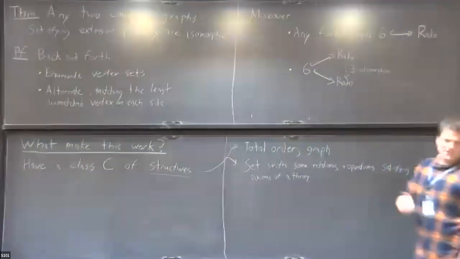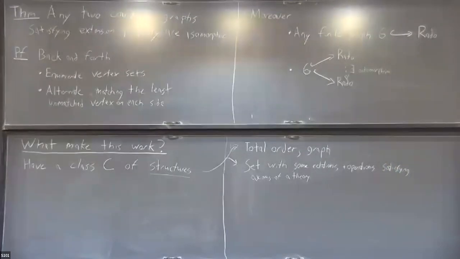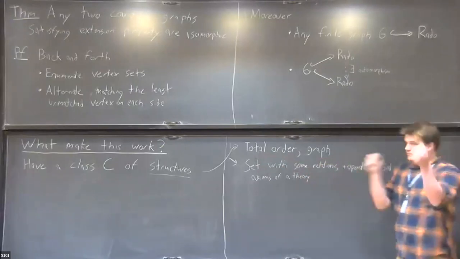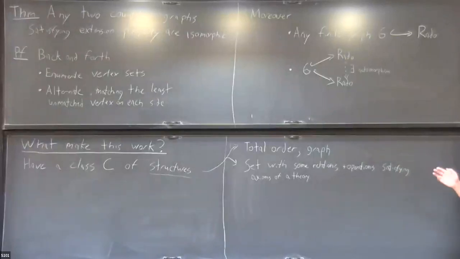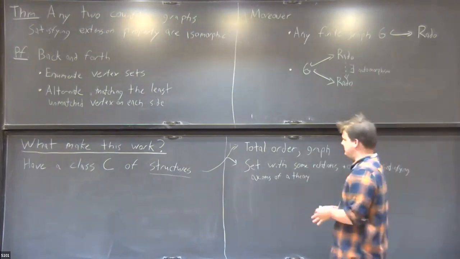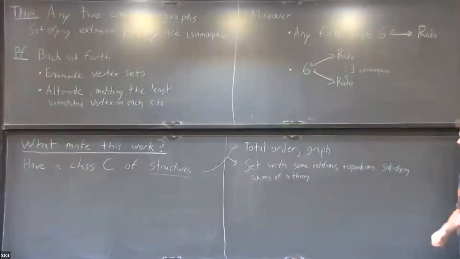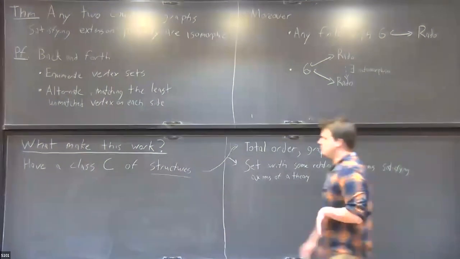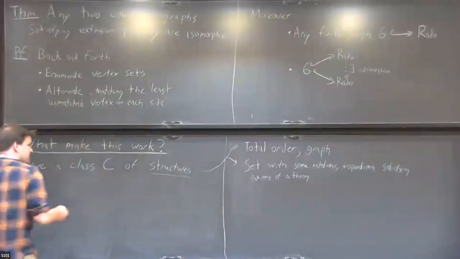And here I'm using the word theory in a model theoretic sense. What you should think of is, a total order has a relation on it that says whether A is less than B, and then the rules are just the normal axioms of being a total order: transitivity, anti-symmetry, all those. And a graph, we think of the set as the vertex set, and then the relation is which pairs form edges and which don't. Okay, so that's what I mean.